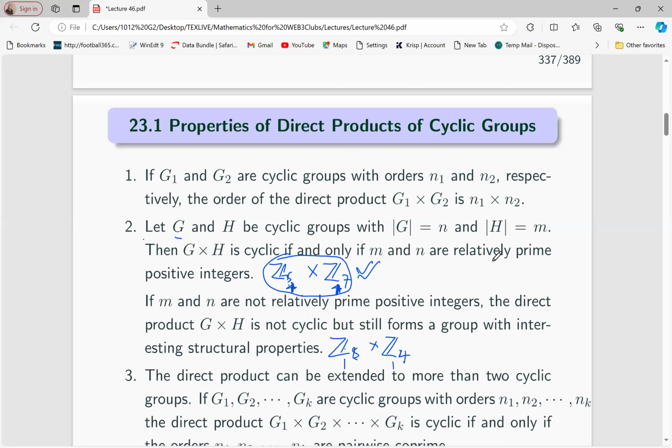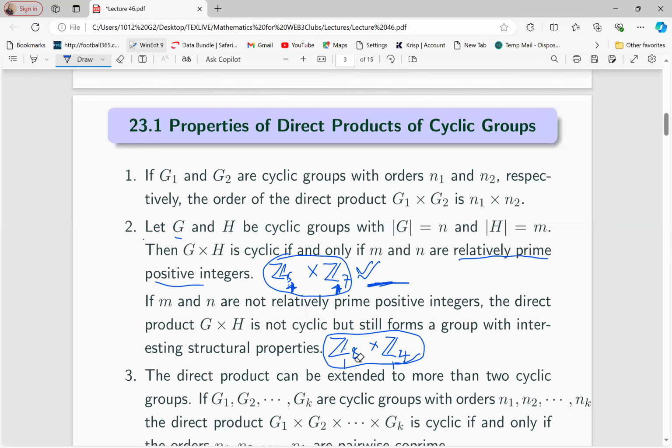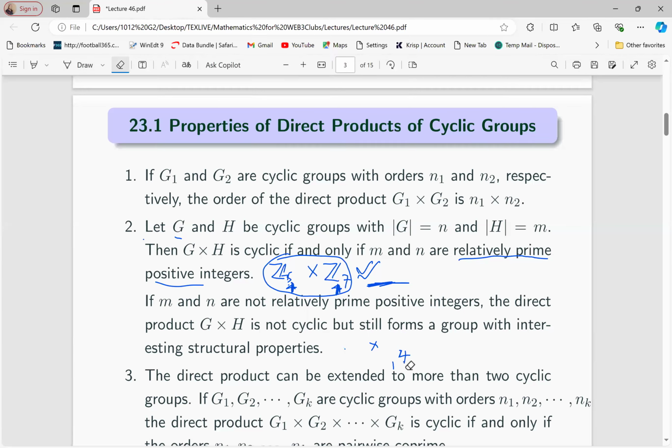That's what I mean by relatively prime, for those who are new. We say that two numbers A and B are relatively prime if their GCD is 1. So for this case here, you can see that 5 and 7, their GCD is 1. Since their GCD is 1, the product of these two groups is cyclic. But for these two here, their GCD is not 1, and therefore the product of these two groups, although the groups are cyclic, is not cyclic. So we've answered our first question.